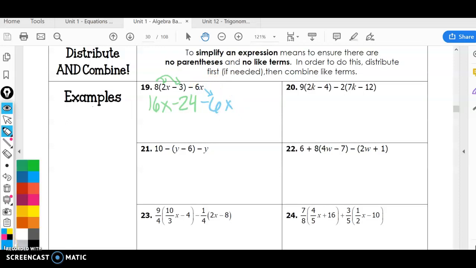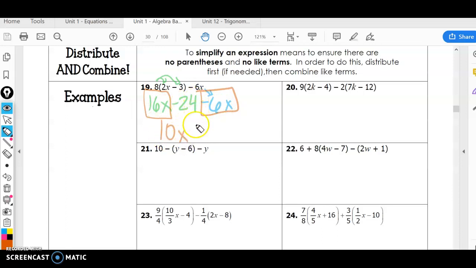Our next step is to combine like terms. I'm going to circle or box my x terms, the variable terms. 16x's minus 6x's makes 10x's. And then there are no other constants to combine with my negative 24, so I'm going to leave it just like that. Get in the habit of also writing the variable terms first and the constants at the end. It just looks a little better. It's in a simpler form.